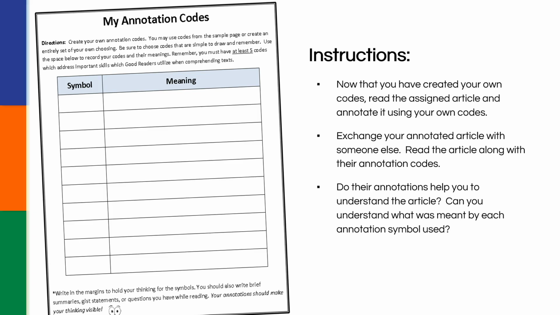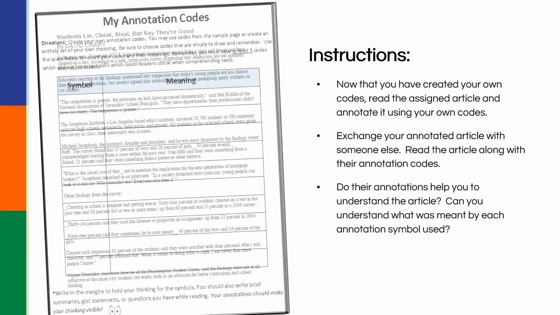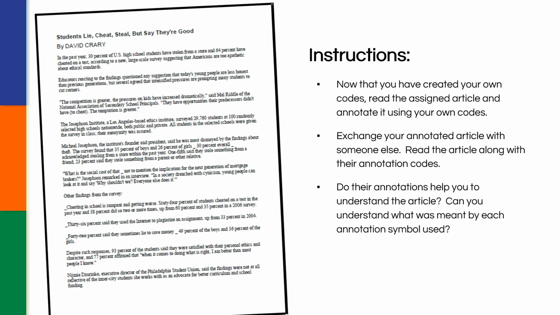Once students have created their own annotation symbol system, then I can give them a short article and have them read the article and annotate that article using their own created system of annotations. Once done, we can have them exchange papers with the partner and reread the article while reviewing their partner's annotations and symbols.